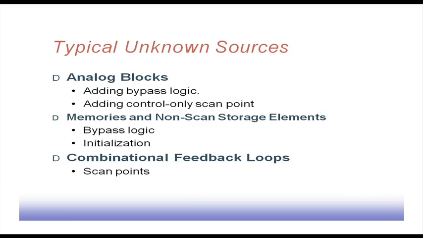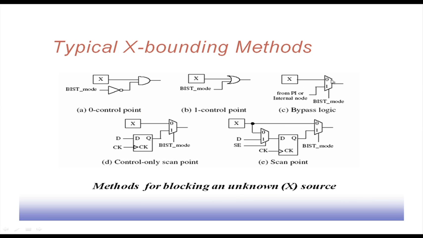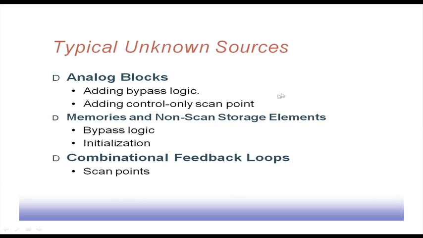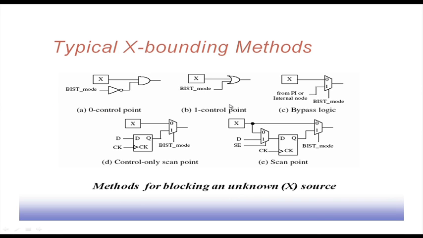So, for the analog blocks we can add some bypass logic. If this is the analog block, we bypass it by some other primary input or internal node value. That may be one possibility. We can also add a control-only scan point. This unknown source gets blocked, and the value can be put through this D flip-flop. So, this can be done.